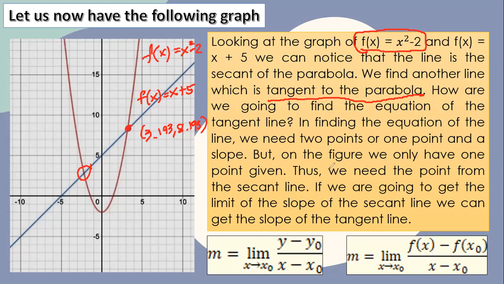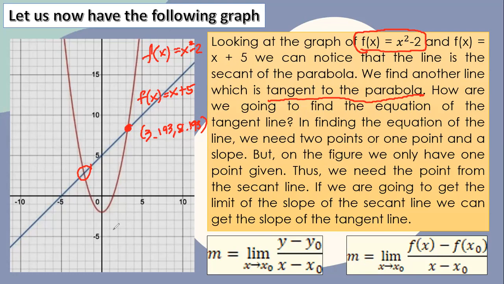So in finding the equation of the line, we need 2 points or 1 point and a slope. Okay? So but on the figure, we only have the point given. So ito yung sinasabi ko kanina. So meron lang tayong isang point na given. Di natin alam tong isang point na to. For example, so paano natin kaya hanapin yung tangent line?